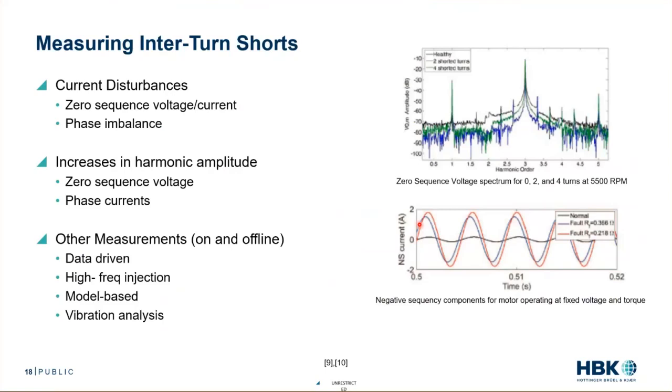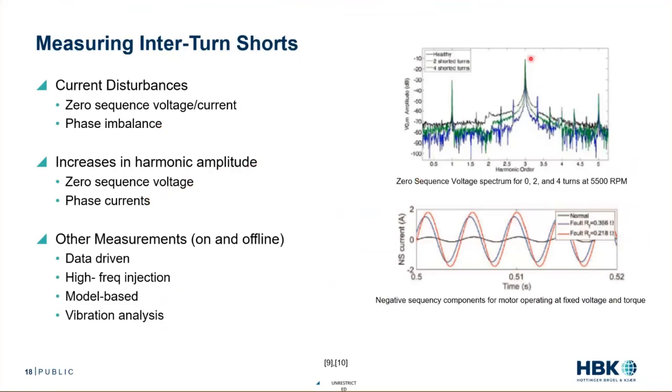That's really good information. We can also look at phase imbalance. Phase 1, phase 2, and phase 3 are going to look drastically different when we start introducing short circuit faults. And I will show an example of this a little later. We'll see increases in harmonic amplitude in both the phase currents and the zero sequence voltage.